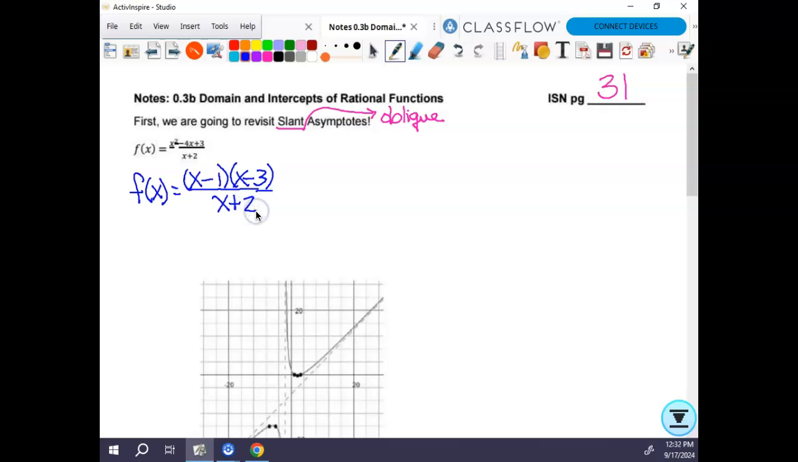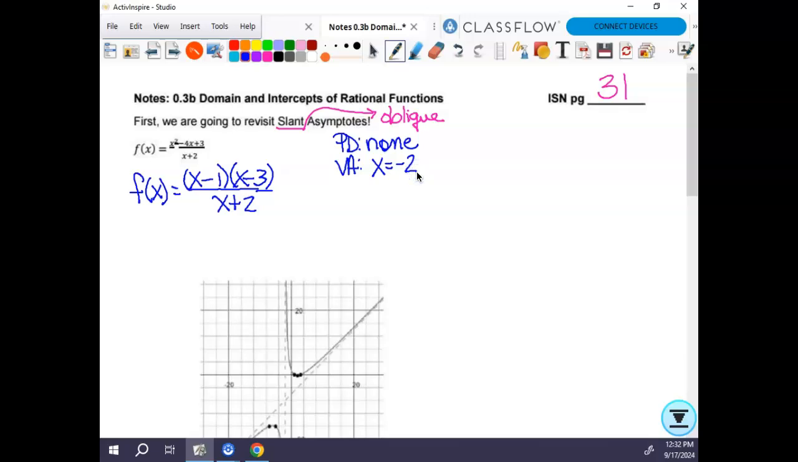Okay, so can I reduce anything? No. So do I have any point discontinuity? No. So that's going to be none. Then I look for vertical asymptotes. Where do I look for the vertical asymptote information? The denominator. So do I have any vertical asymptotes? Yes. And it is a line at x equals what? -2, right?